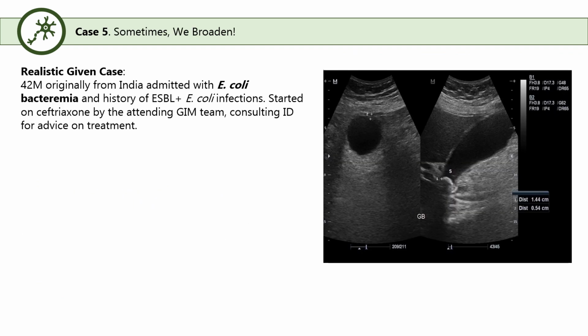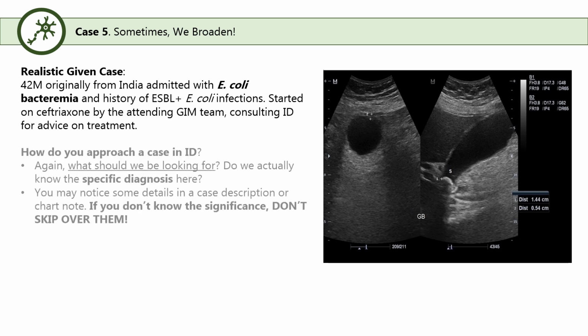For our last case, we have a 42-year-old male, originally from India, who is admitted with E. coli bacteremia and history of ESBL-producing E. coli infections. He is started on ceftriaxone by the attending general internal medicine team who consult infectious diseases for advice. Notice in this vignette there may be details that are included that you're not sure of the relevance of. Example, telling you that the patient is from India. If you're not sure of the significance, don't skip over it. The more practice you get with learning the clinical relevance of details in stories like this, the better you'll become at screening out irrelevant details and cluing into important points that can be useful in changing antibiotic treatment.